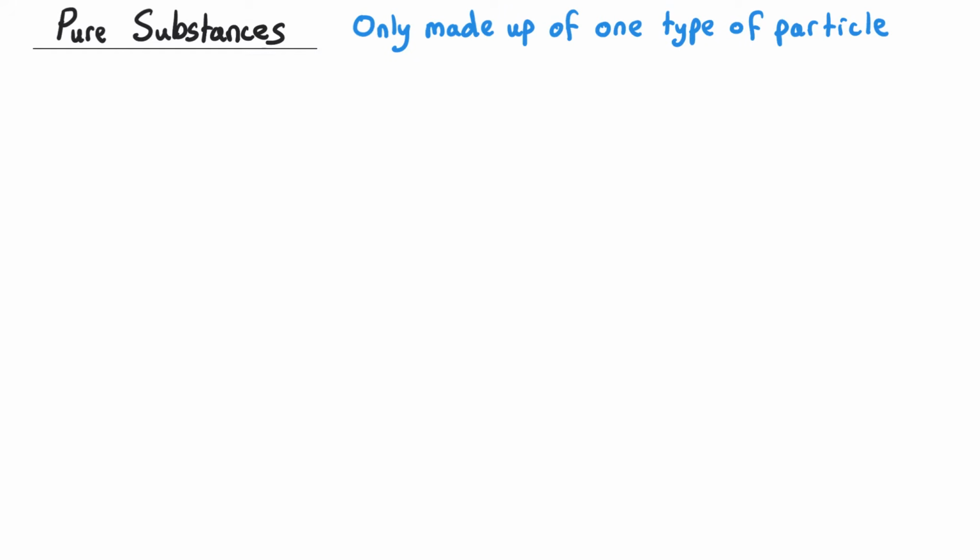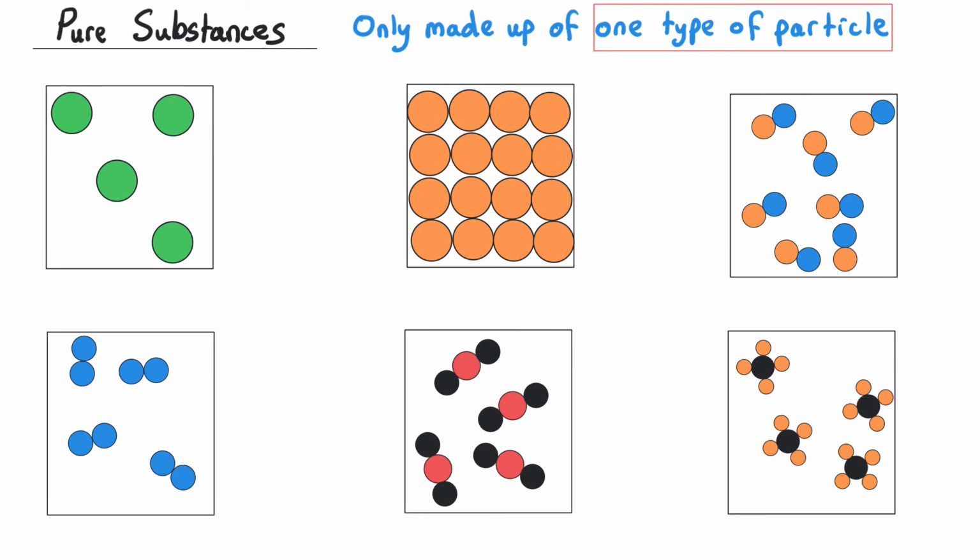Pure substances are taken to be substances which are only made of one type of particle. And it doesn't matter whether this is an element or whether it's a compound. We can have it as being pure if all of the particles are the same. In my top example, we've got these atoms that are separated, and this is an element, and all of these particles are the same. And we've got another element at the bottom left, but what we can see is that all of the particles in this box are the same. And so this is a pure element.